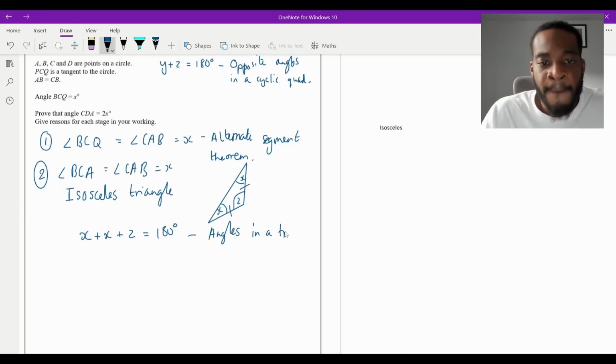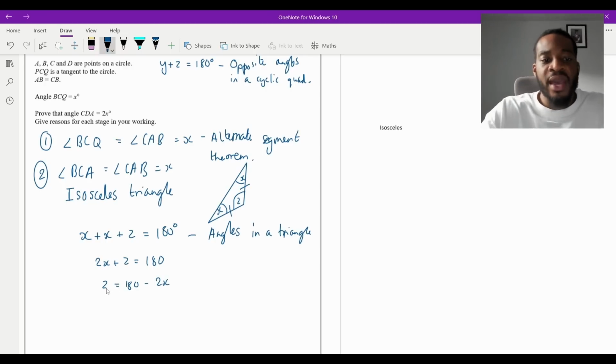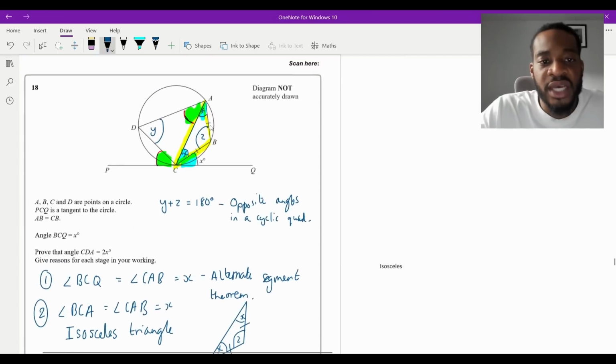Angles in a triangle. So that way, I can say then that 2x plus z is equal to 180. That must mean that z is equal to 180 minus 2x. So that way, I actually have an expression for that angle z in terms of x now. So I can rub out that z, and I'm going to put 180 minus 2x there.